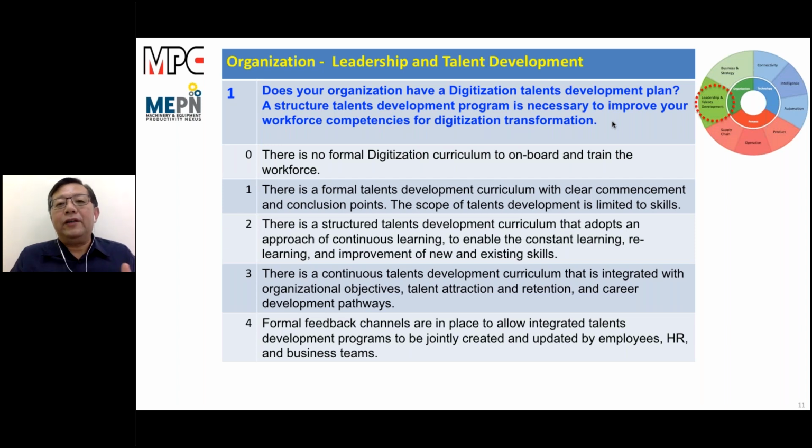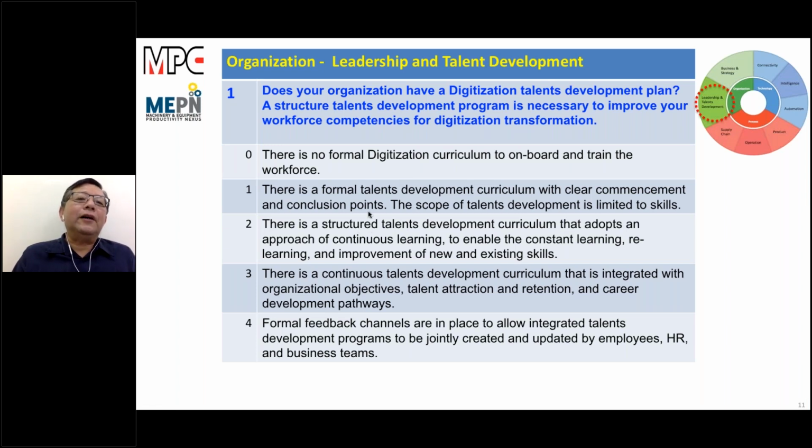So this is one of the areas: does your organization send your staff to attend certain courses equipped with digitization knowledge, so that they know how to do some digitization in manufacturing? Okay, so that is the one. So you see your selective area, you put it there. The first option is: there is no formal digitization curriculum to onboard and train the workforce. Those companies have other training but no digitization program, and do not even think about that. Then you click on this.